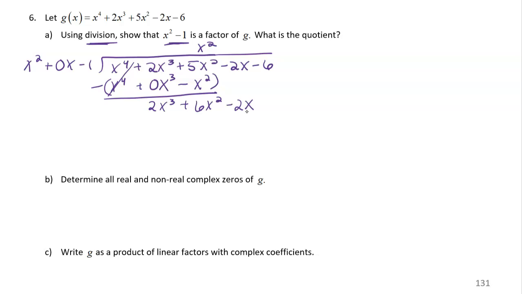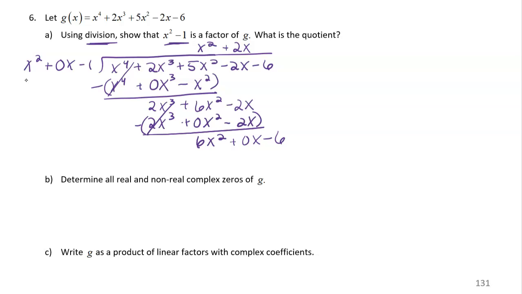So you're doing 2x cubed divided by x squared, which gives you a 2x. You write it on the top, multiply that through, subtract that quantity, and be careful right here because these actually do subtract out, and if you want to put a 0x in there to hold that spot, that's fine.